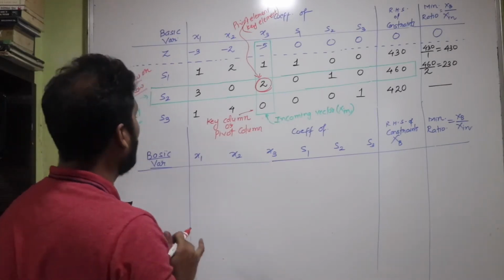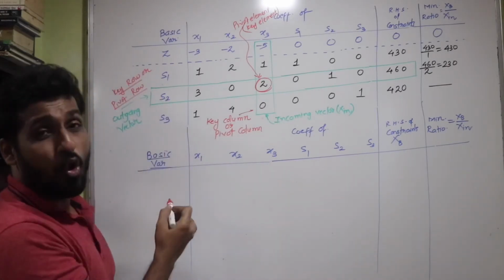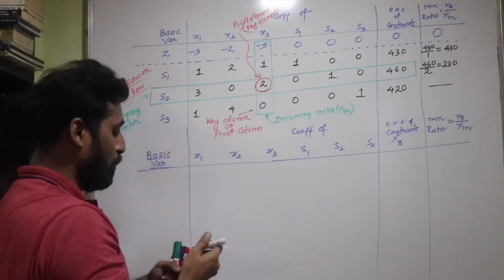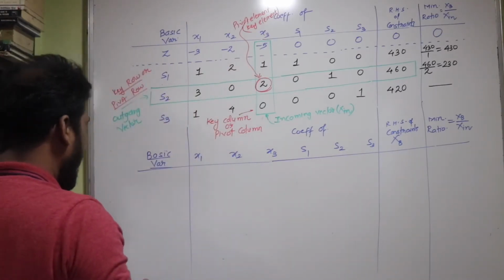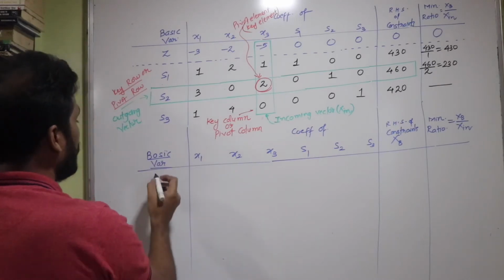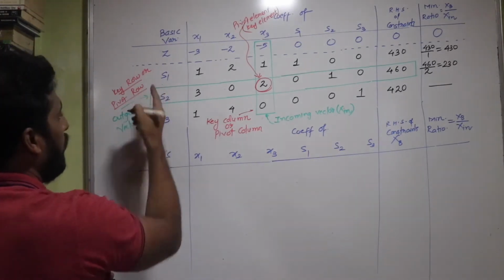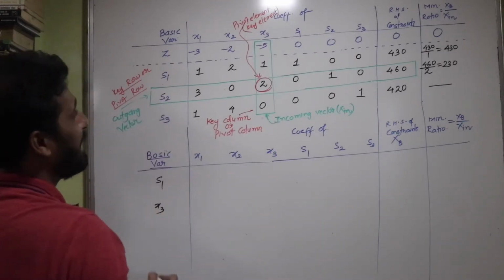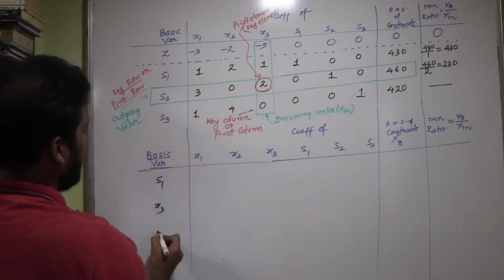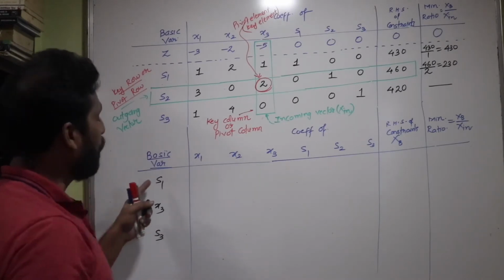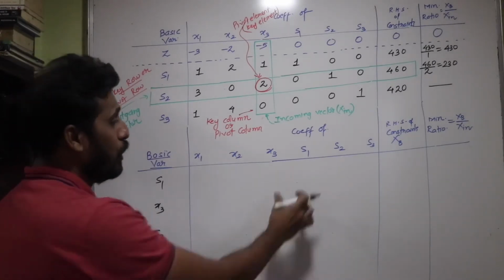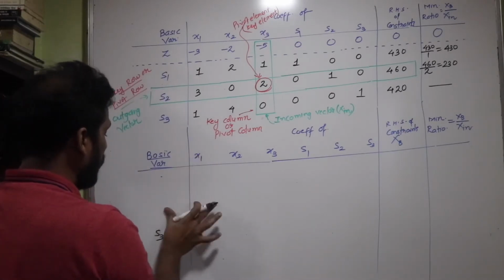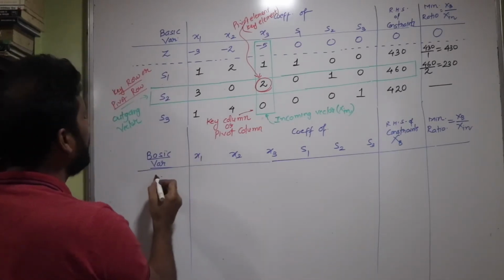So let's divide by 2, and S2 has gone. Who has taken the place of S2? X3 has taken the place of S2. So I am going to write here, the first one is S1, S2 leaves, X3 comes in, I write X3, and then there is S3, so I'm going to write S3. So who's the first basic variable? S1. So S1 has to be 1, 0, 0. So I'm going to write here, first of all, Z obviously is going to come.